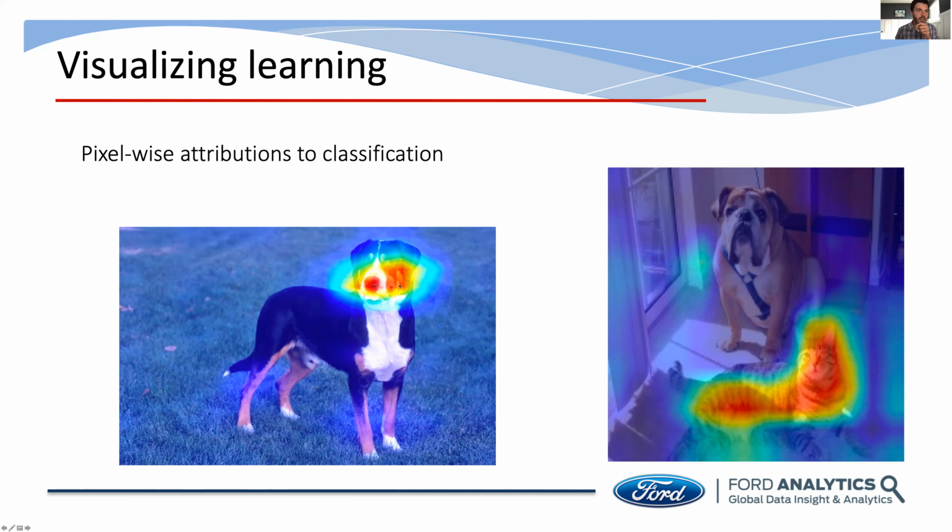We said this with the dog, and here's why. And on the right, we classified this as a cat, even though there's both a cat and a dog in the picture, but you can see it kind of did so for the right reasons.